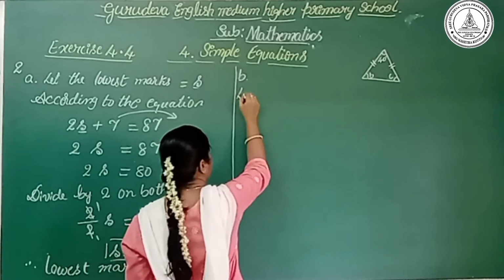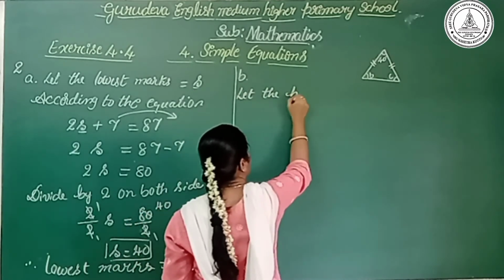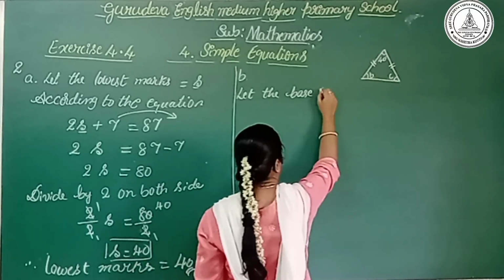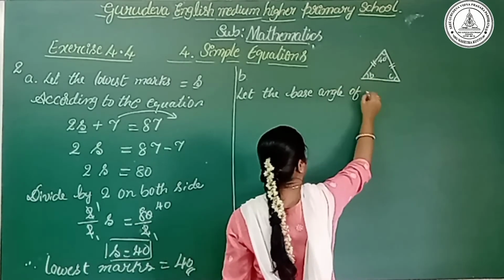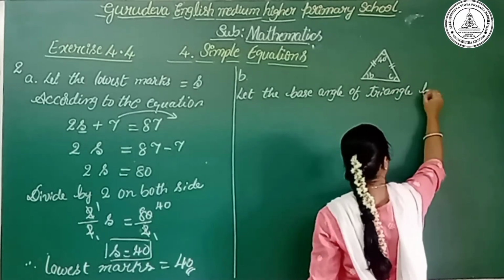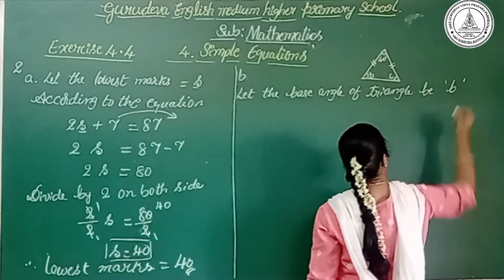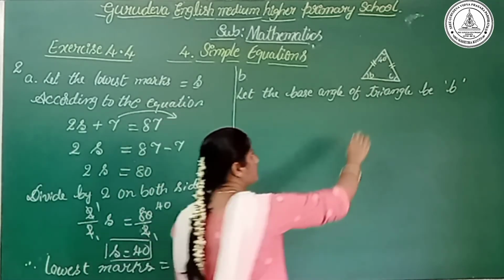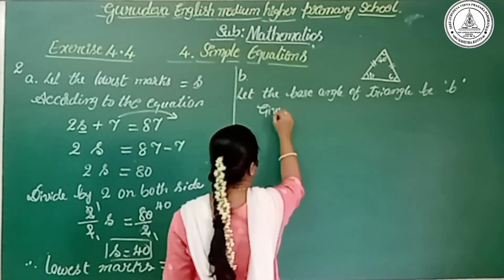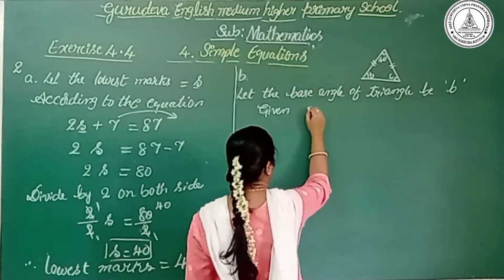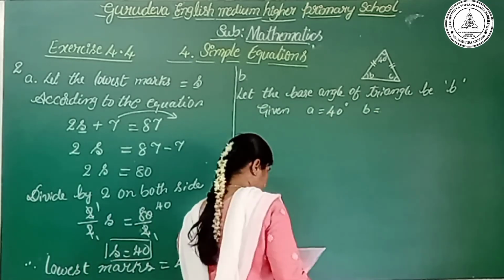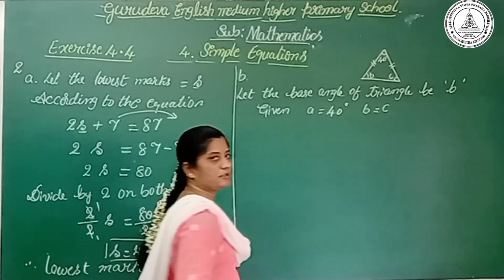Let the base angle of the triangle be the variable B. They said that these two sides are equal, so these two angles are equal. What is given is that angle A is equal to 40 degrees, and B is equal to C.